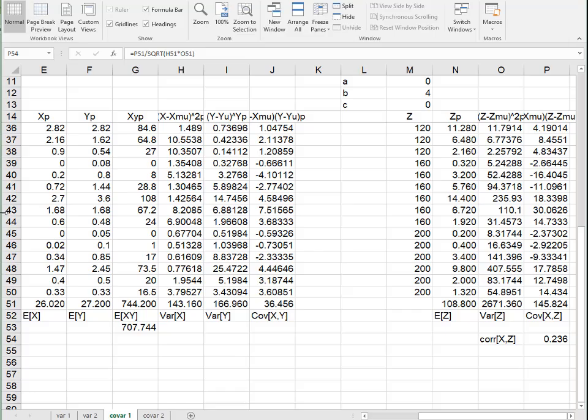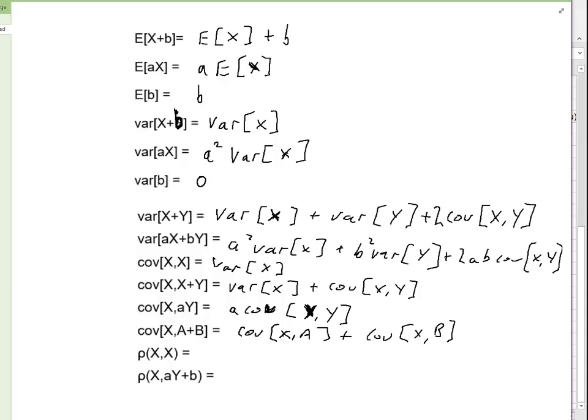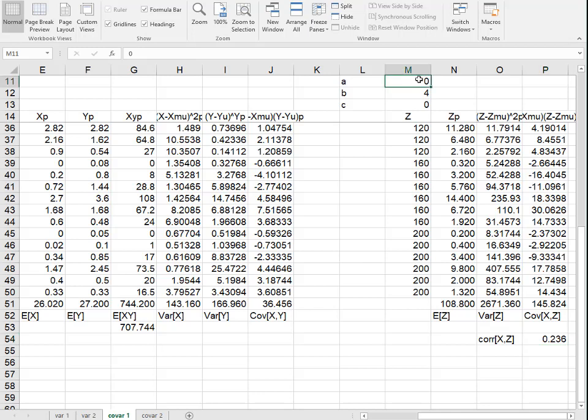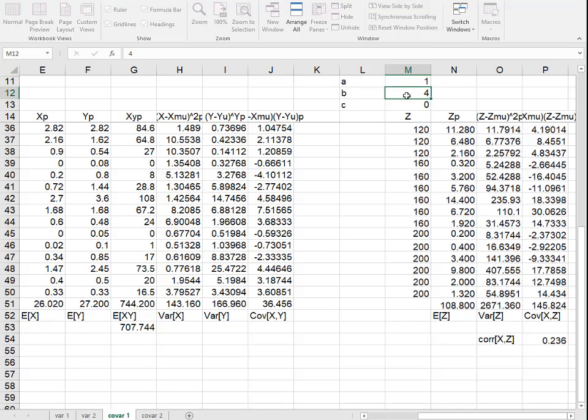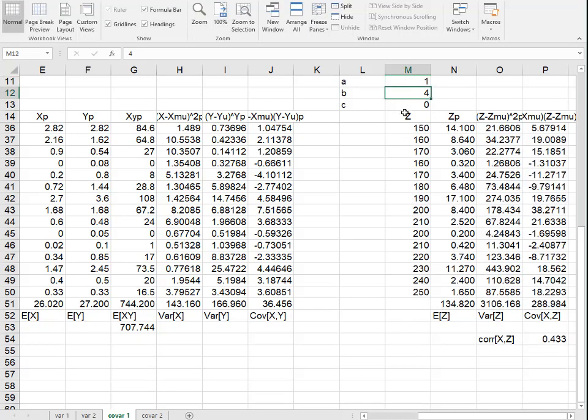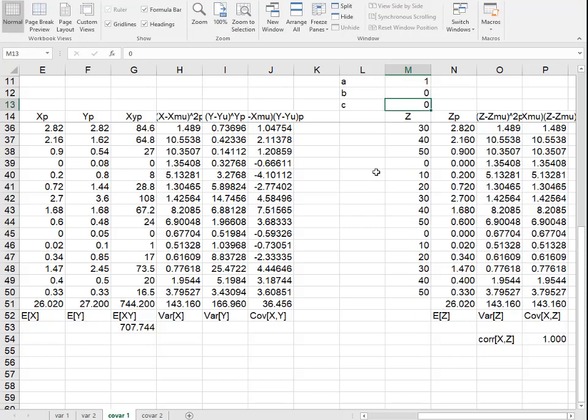Okay, we need to complete some of these rules. Where's the rules? What's the correlation coefficient of x and x? Okay, this should be fairly obvious. So if I set A to 1 and B to 0, that means that basically x and z are the same thing. So x and z are exactly the same thing. The correlation coefficient is 1. So it's perfectly correlated.